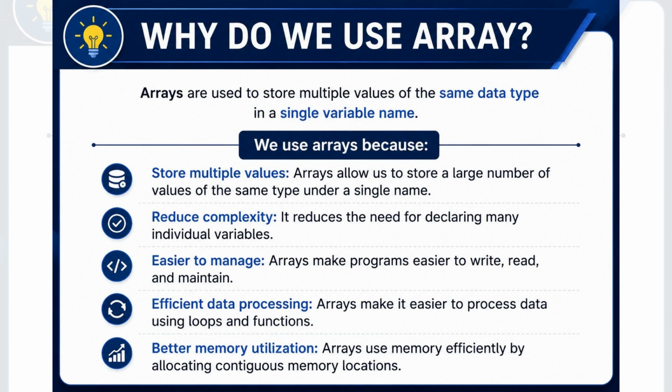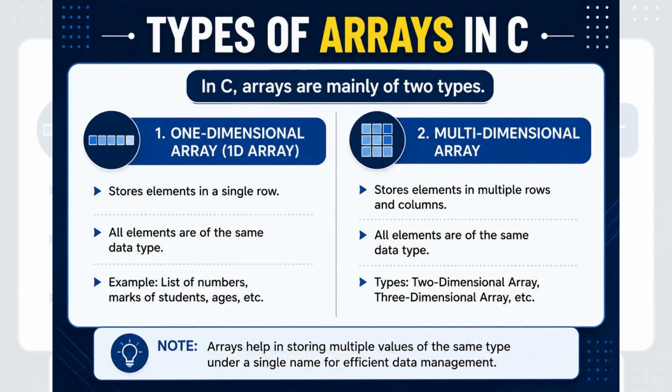continuous memory locations. Based on their structure, arrays in C are mainly classified into two types: one-dimensional arrays and multi-dimensional arrays. A one-dimensional array stores elements in a single row and is commonly used for storing marks, ages, or a list of numbers. A multi-dimensional array stores its data in multiple rows and columns, making it suitable for tables, matrices, and similar applications. Since the one-dimensional array is the foundation of array programming, we will focus on it in this video.